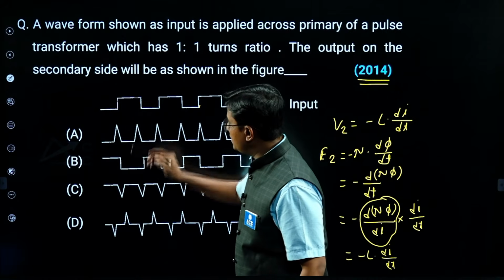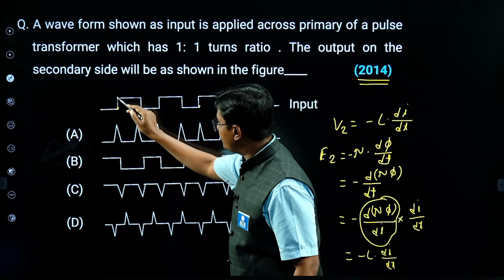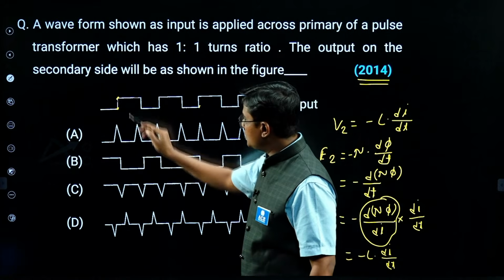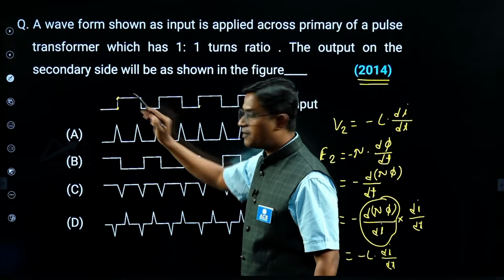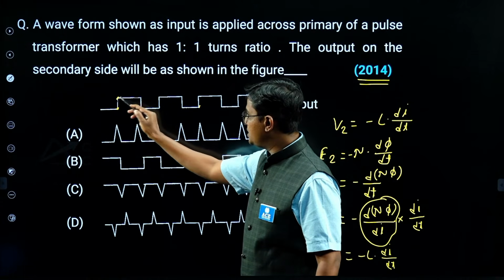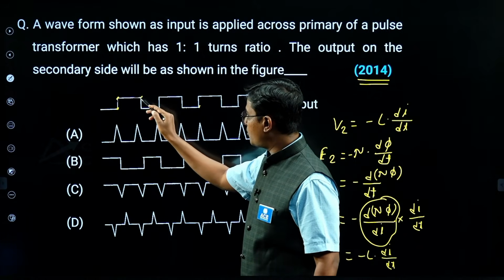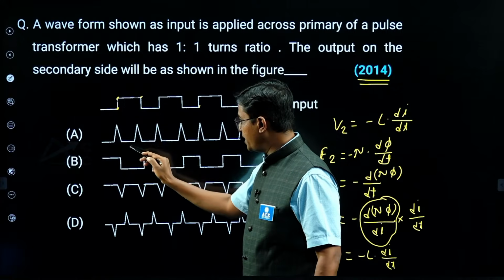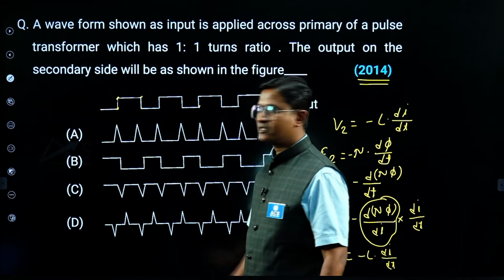Check here. From this point to this point, your di by dt will be positive, right? Here higher, here lower, so that's why di by dt will be positive. So I will be getting positive. Next, from this point to this point it is 0. And next from here to here again it is decreasing. So again we will get this type of pulse, right?